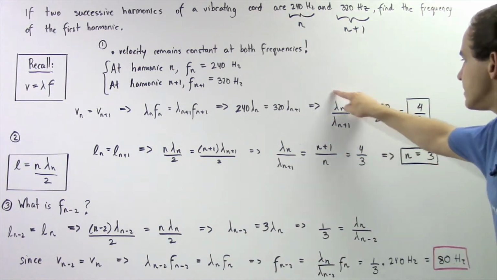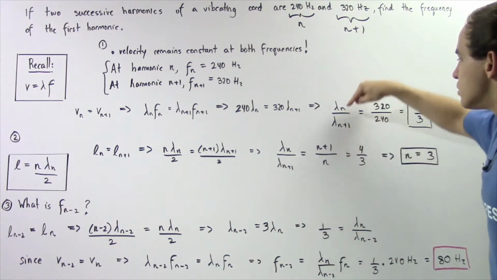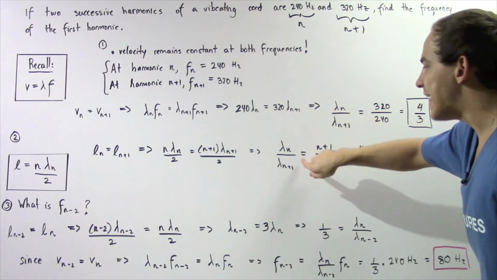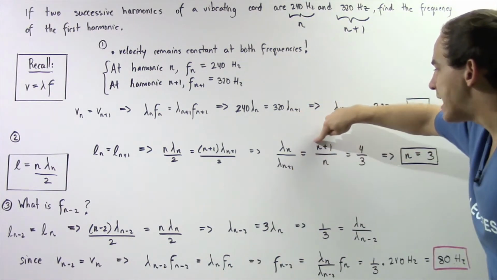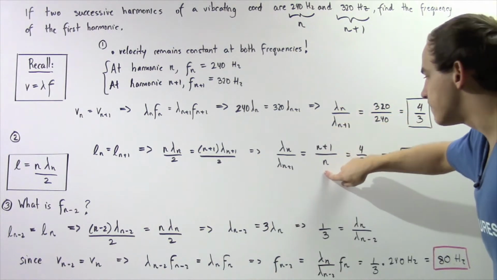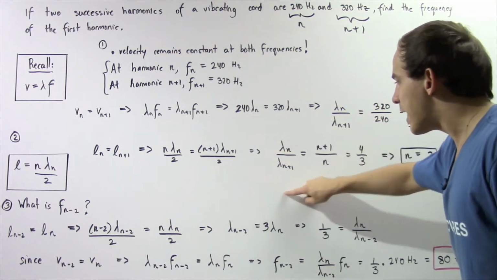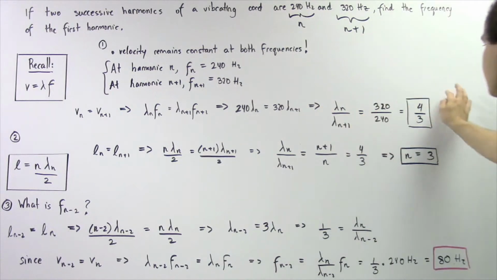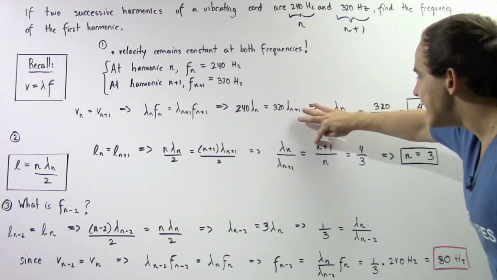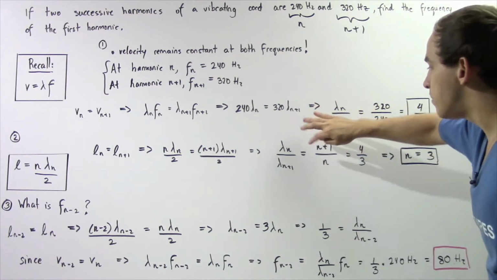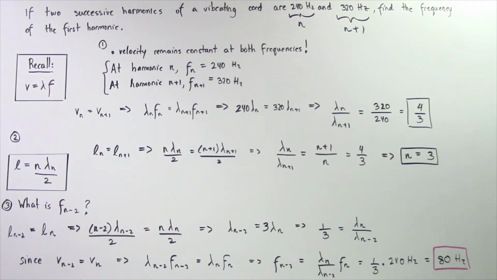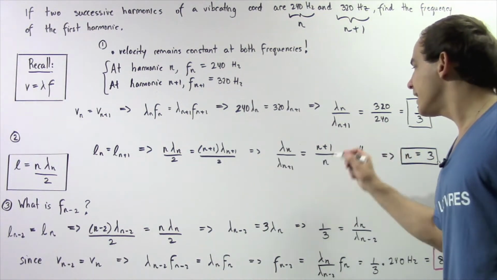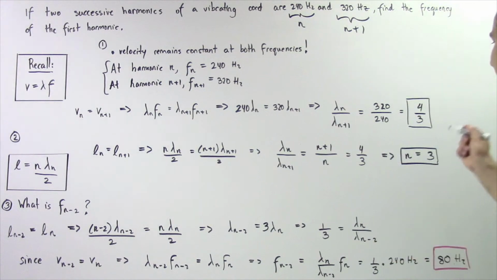So we essentially want to find this ratio. Lambda n divided by lambda n plus 1 is equal to n plus 1 divided by n. We know that this ratio found in part 1 is 4 divided by 3. So n plus 1 divided by n is 4 divided by 3. Now we can cross multiply and solve for n, and we see that n is equal to 3.